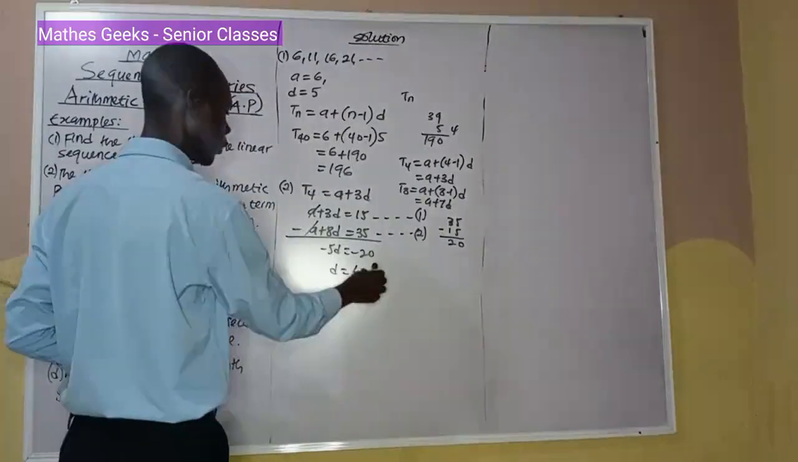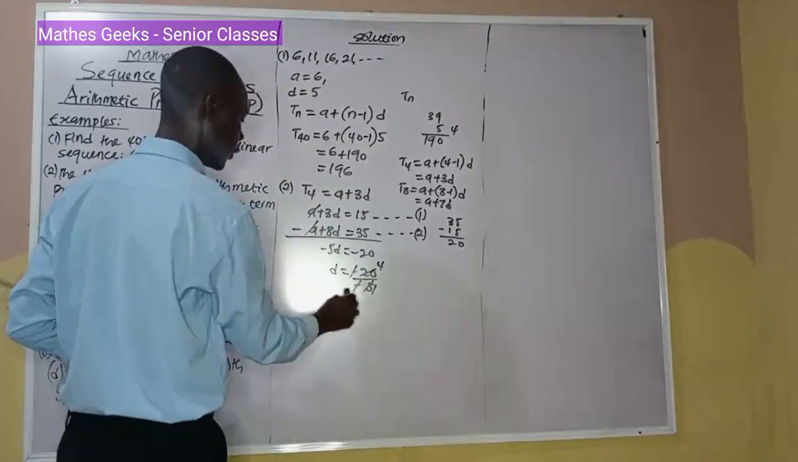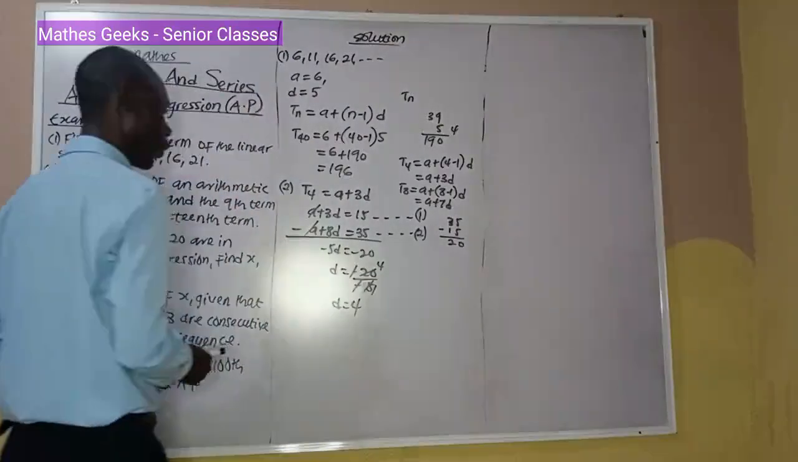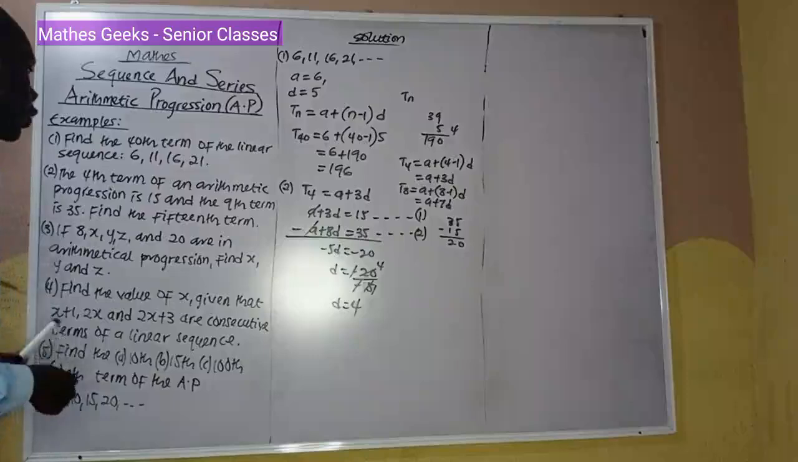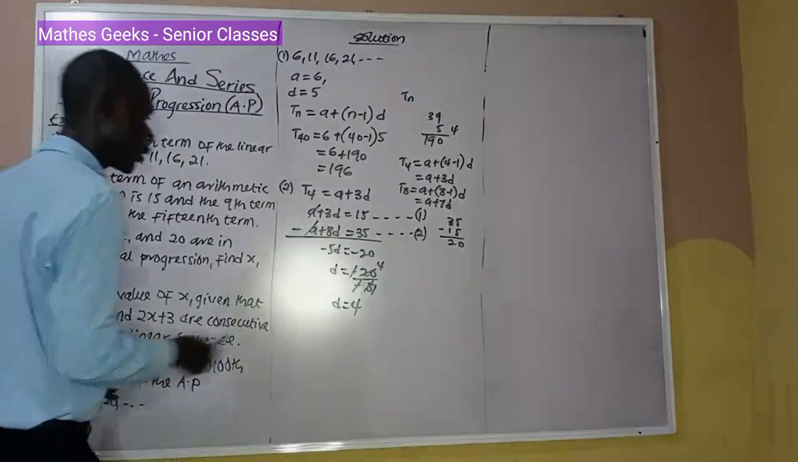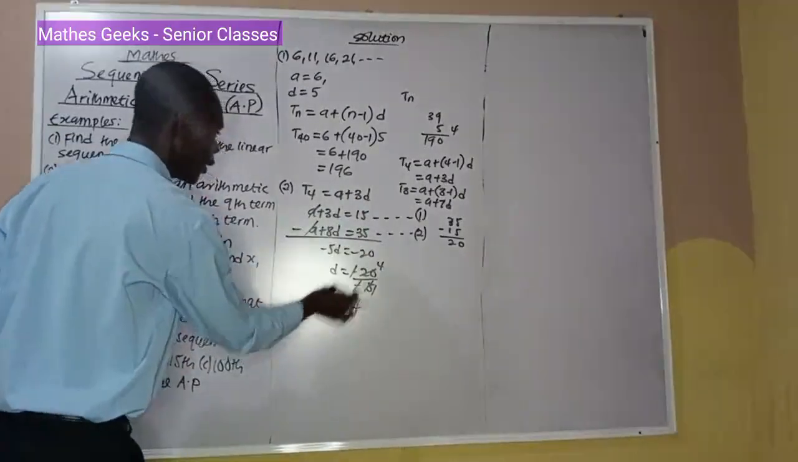The minus cancel, minus 5 here 1, 5 here 4. So D is equal to 4. So our common difference is 4. Now we need to get the value of A, the first term. So we can put the value of D in any of these equations.